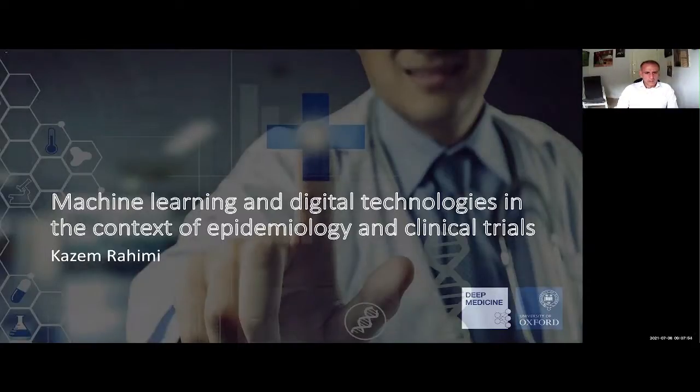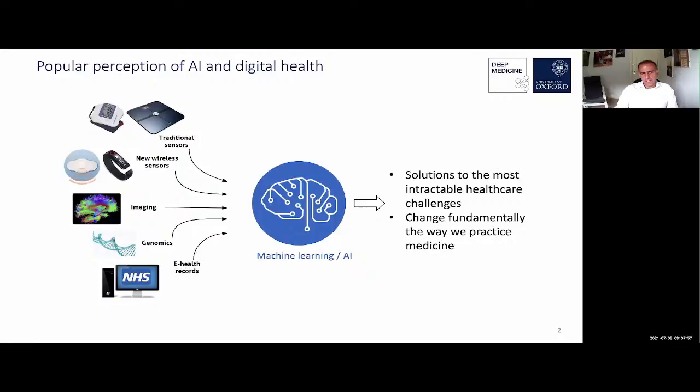If one looks at the popular perception of AI and digital health, one is likely to get a picture like this. The impression is that we will be collecting information from various sources. These are traditional sources such as sensors and new wireless sensors and wearables, including imaging, genomics, and electronic health records. And now we've got this tool, so-called machine learning, and ultimately provide solutions to some of the most intractable healthcare challenges, and then lead to fundamental new ways of practicing medicine. Of course, there is a fair amount of hype around this.